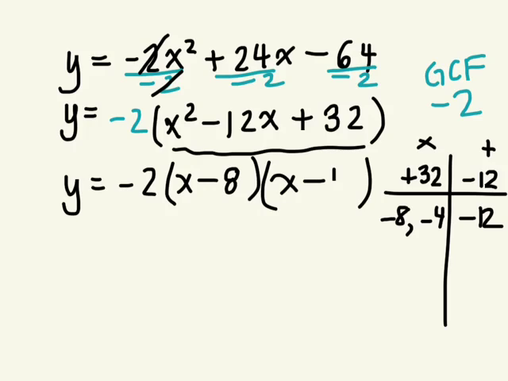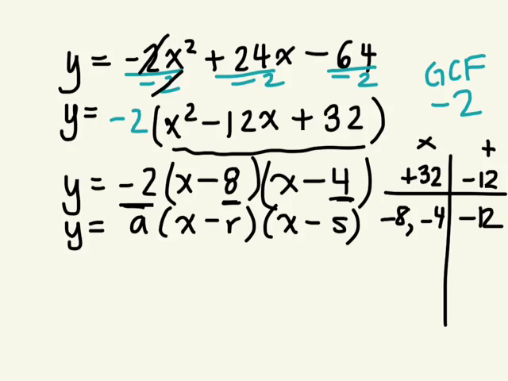Okay, now that it's in factored form, this is a, this is r, and this is s. What do r and s represent? Good. Zeros. So what are the two x-intercepts of this relation? +8 and +4. We have this in factored form. Because it's in factored form, I can easily see the x-intercepts.